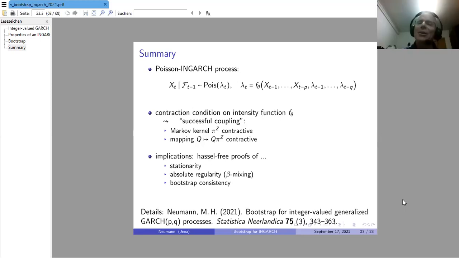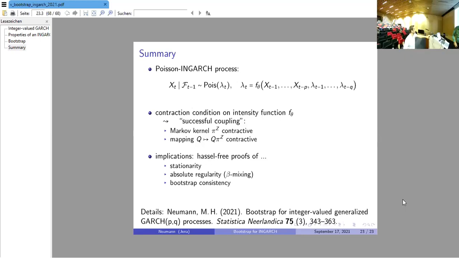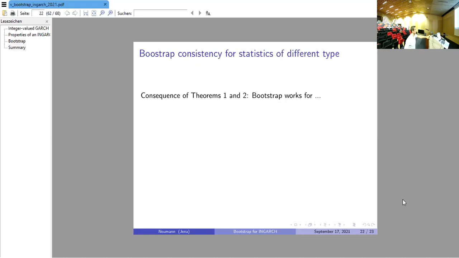Hi. Thanks for the talk. I was wondering, what is exactly the distance d that you use for the consistency of the Bootstrap distribution? Is it the same kind of Wasserstein metric that you use for contraction, or is it completely different?